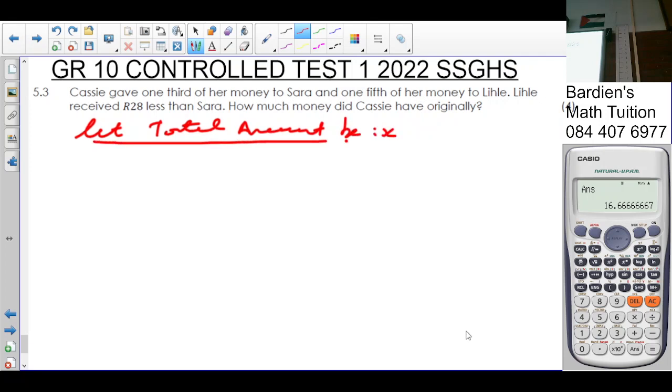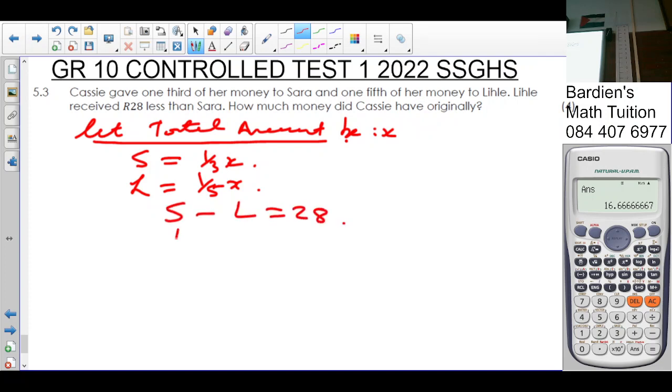So what she gave to Sarah, the first person, is 1/3 of her money. The second person got 1/5 of the money. So we are told, as we know, that Leah received less. However, she received 28 rand less. So the difference between the two is 28 rand. So 1/3 of the money minus 1/5 of the money is equal to 28 rand.